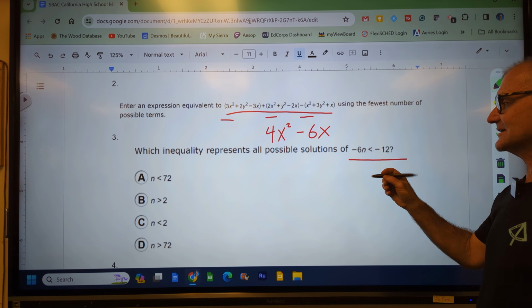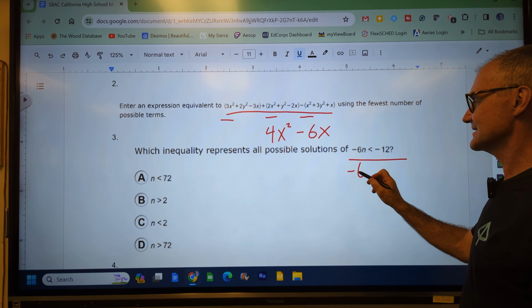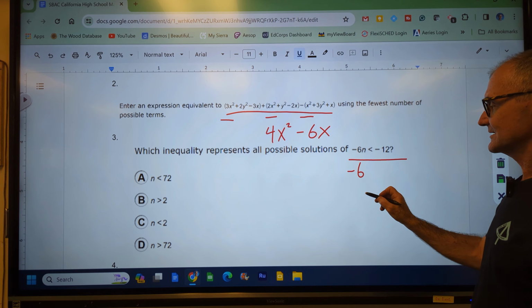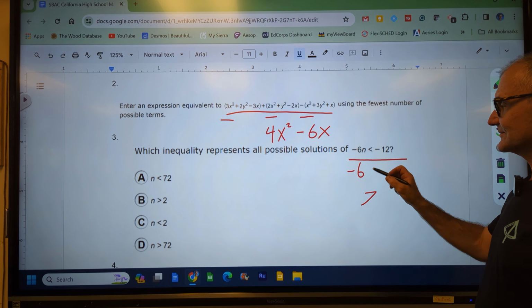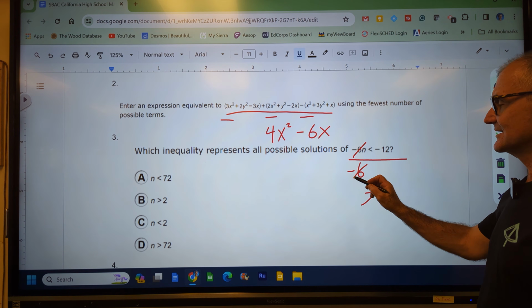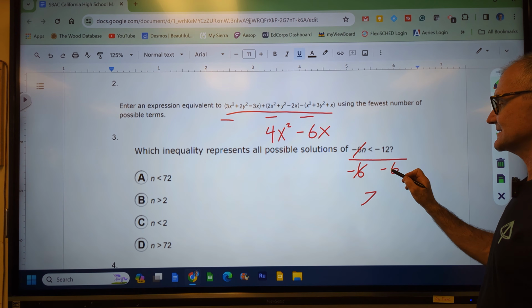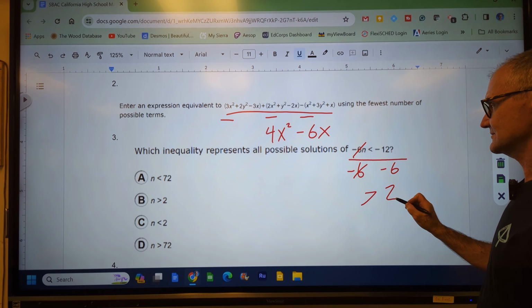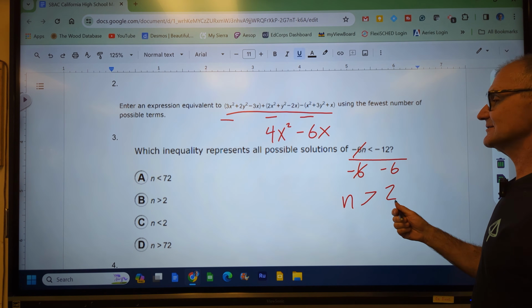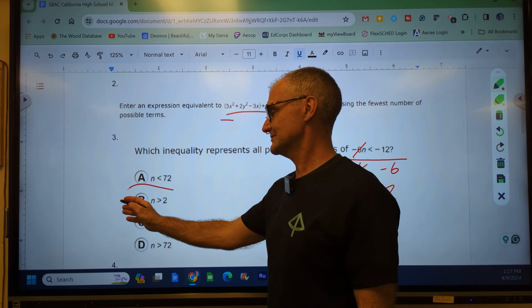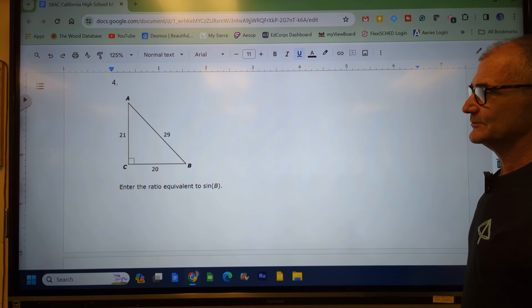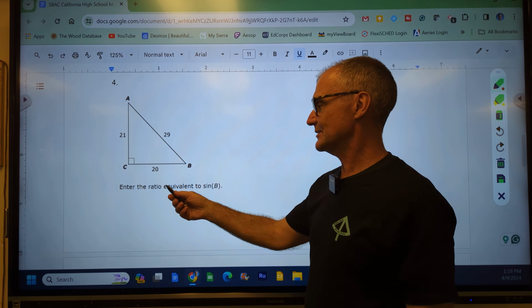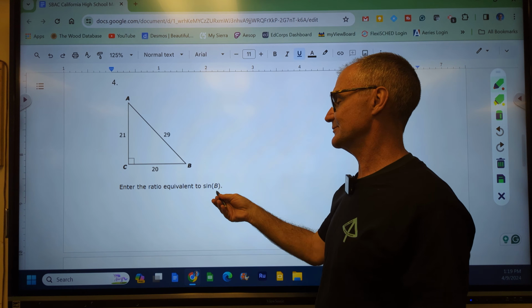So I want to get n by itself. I divide by a negative 6. Because I'm dividing by a negative 6, I flip that to greater than. That cancels. If I do that to the left side, I do it to the right side. Negative 12 divided by negative 6 is 2. N is greater than 2. Correct answer right here. Problem number 4, enter the ratio equivalent to sine of b.